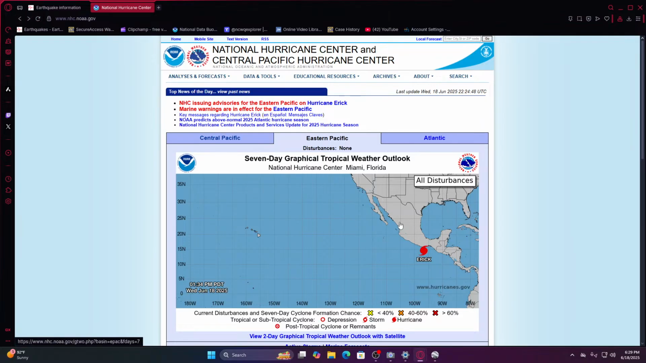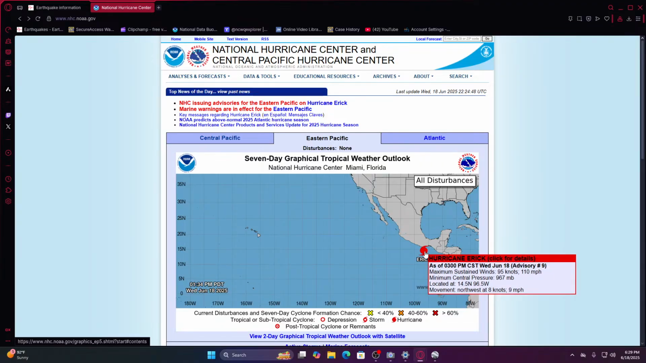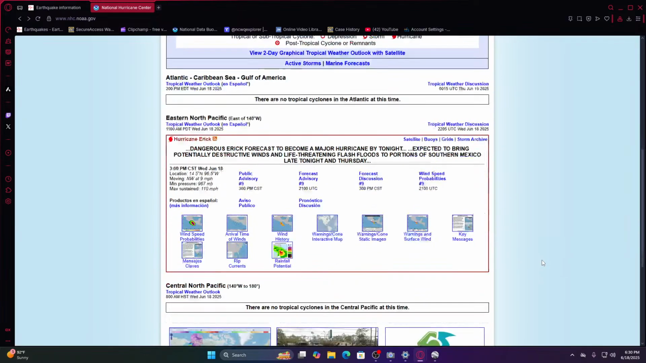So, that was the one that I was not so sure about. The other two did fizzle out. This is the newest one that came out. And it's got winds sustained of 95 knots or 110 miles per hour. Minimum central pressure is 967 millibars. And its movement is northwest at 8 knots or 9 miles per hour. So that is something to be keeping an eye on.